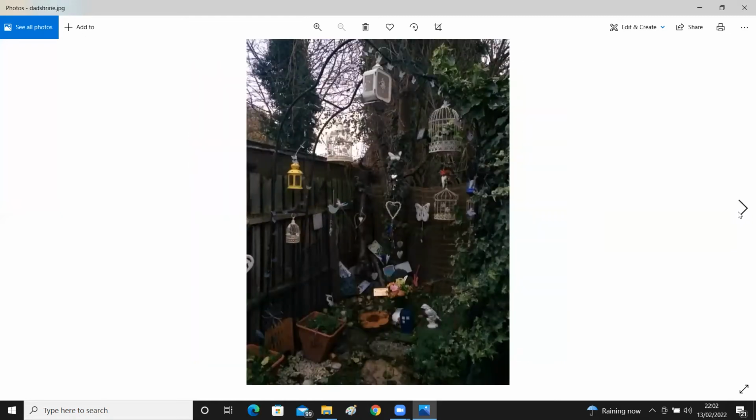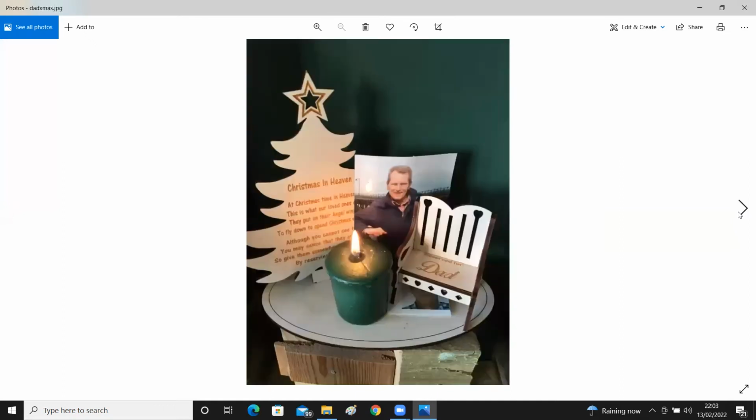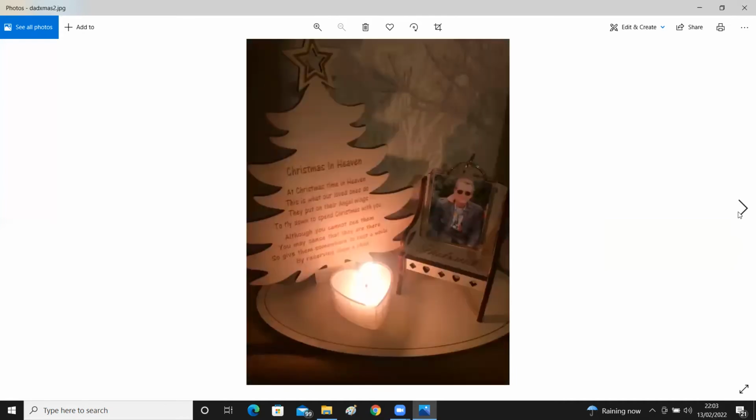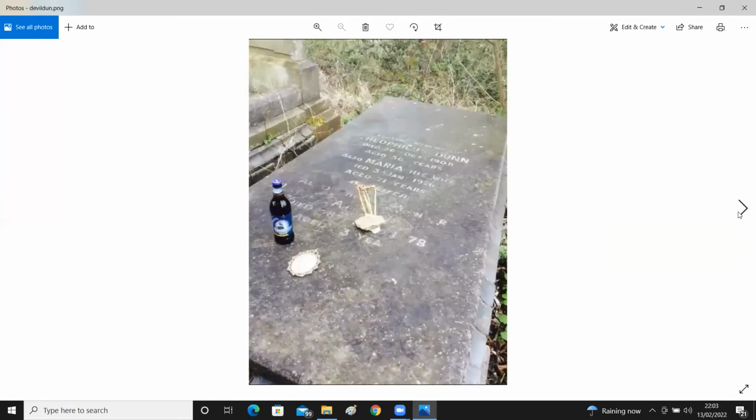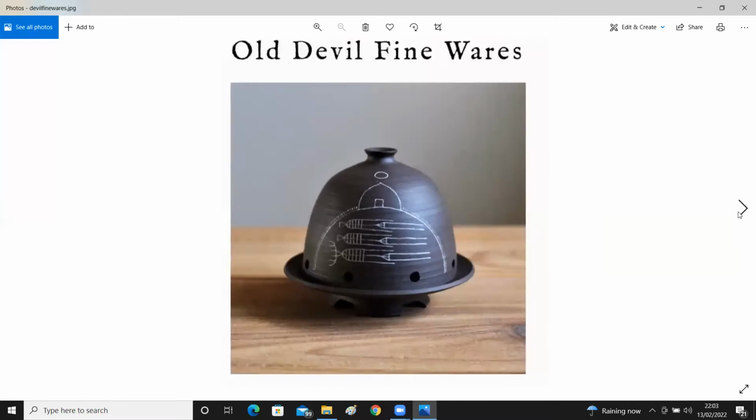This is an example of a shrine at the top of Mum's garden. That's completely dedicated to my dad and all items that he liked. Again, here you can see the decoration that I use at Christmas time for my dad. This is offerings to the dead as well. So, a beer, and I made a picture of them.